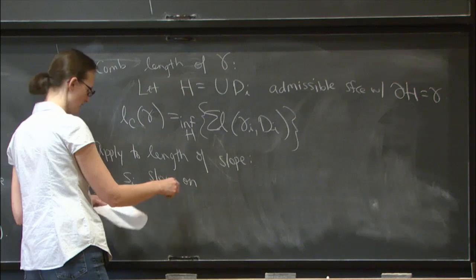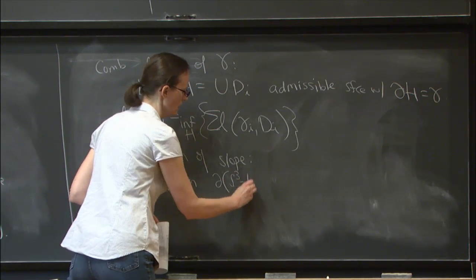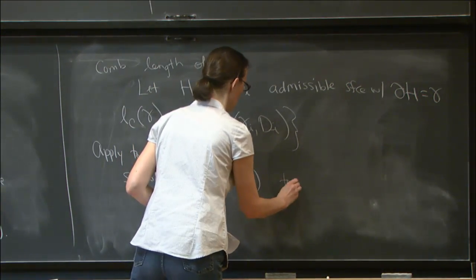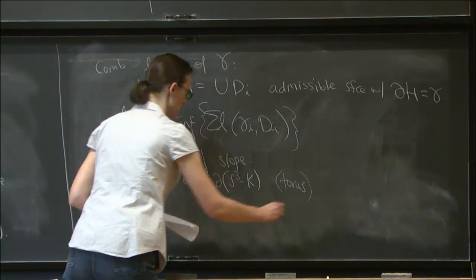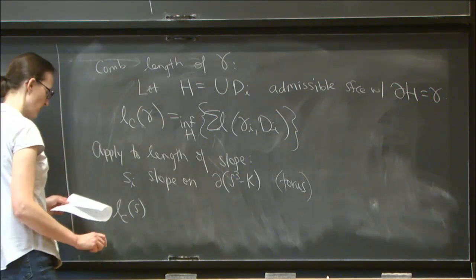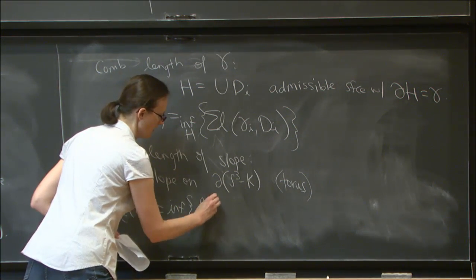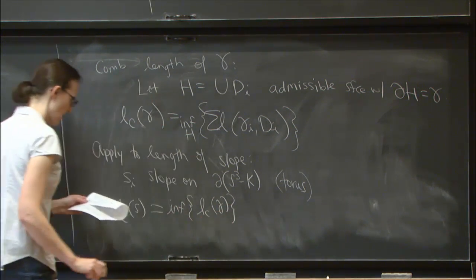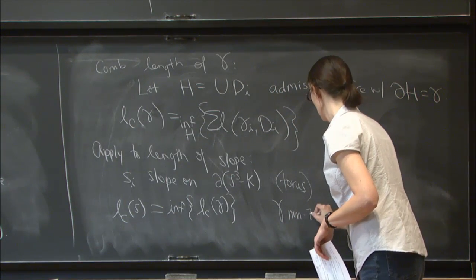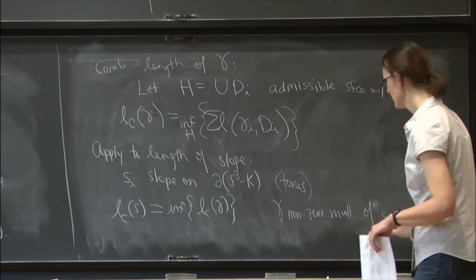So if S i is a slope on the boundary of our manifold, we're looking at a link complement here, right? And so this is a torus, so a torus boundary. Then the combinatorial length of this slope is defined to be the infimum of the combinatorial length of gamma, where gamma is any non-zero multiple of S.